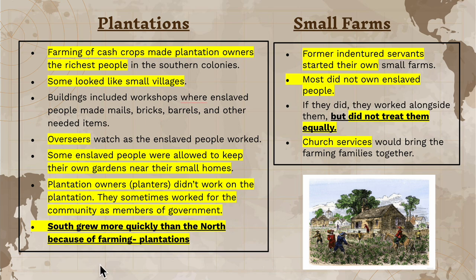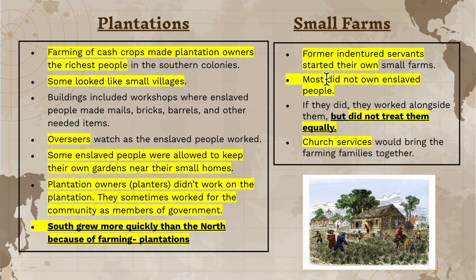But because of all of the unpaid labor that was used to run all of these farms, the South is going to grow more quickly than the North, meaning more people. They're making more money. They're doing more farming, all because of these big plantations. So on the next slide, we will actually look at an example of what a plantation looked like.